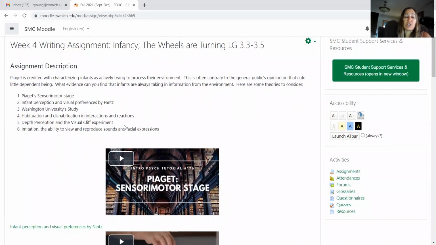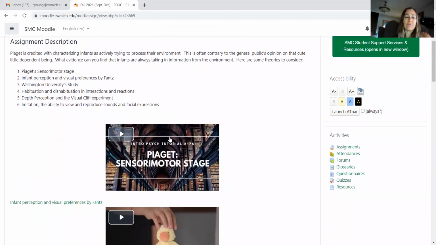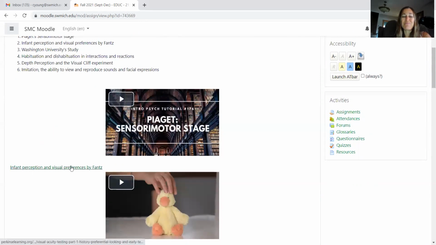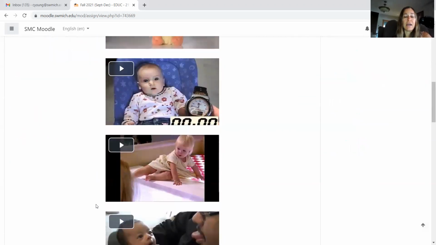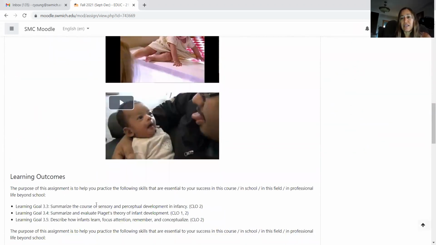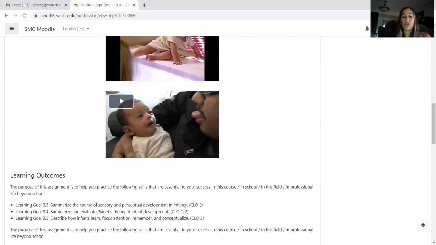Also depth perception in the visual cliff. You guys might remember this from Psych 101. And then imitation. So all of these are different videos. That's the link here for the Fantz study, just so you guys know. They're all pulled over, except for some reason that one did not. And you can watch all of these, and they are, like I said, quick, they're short.